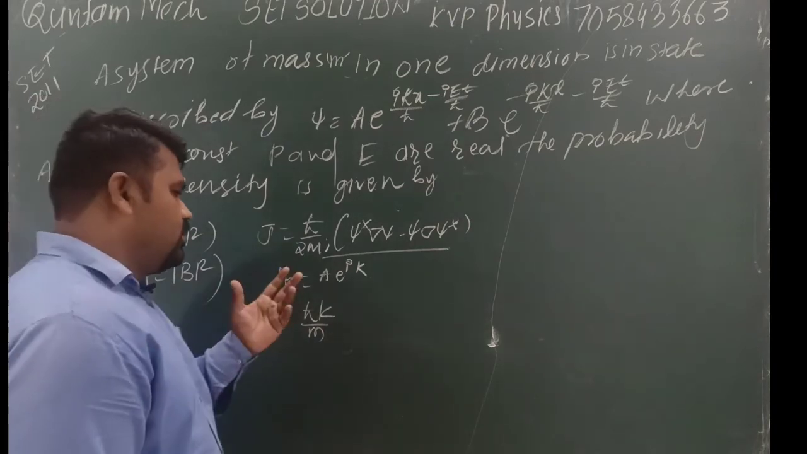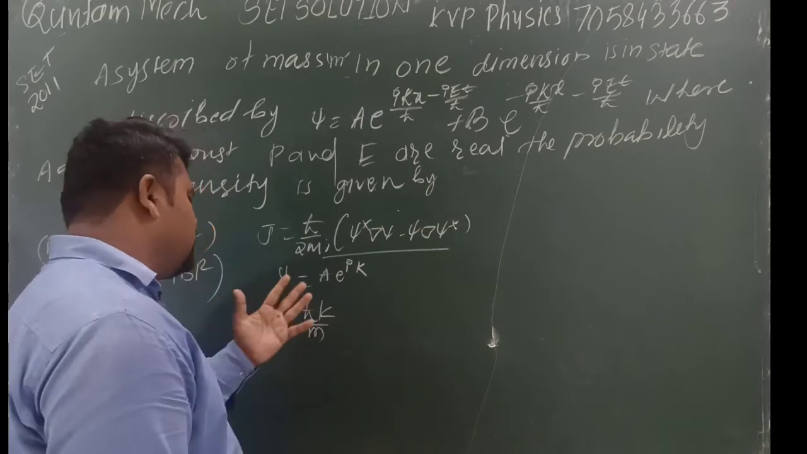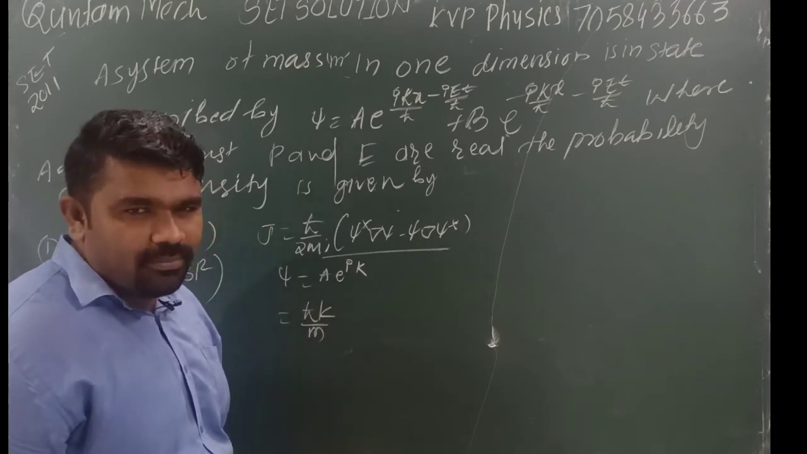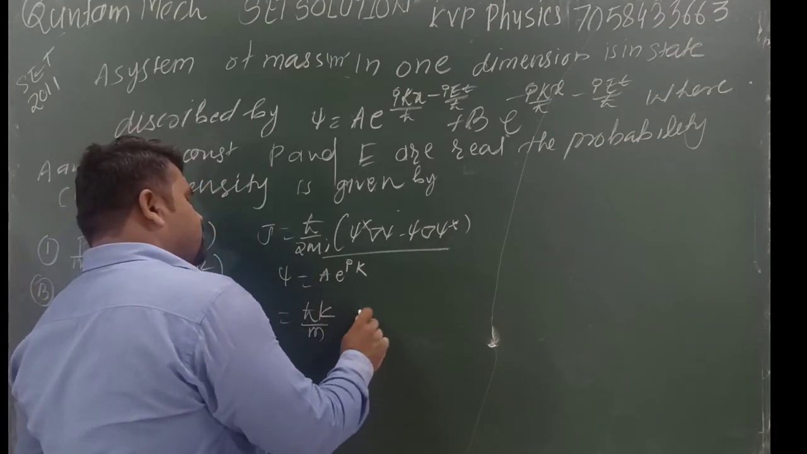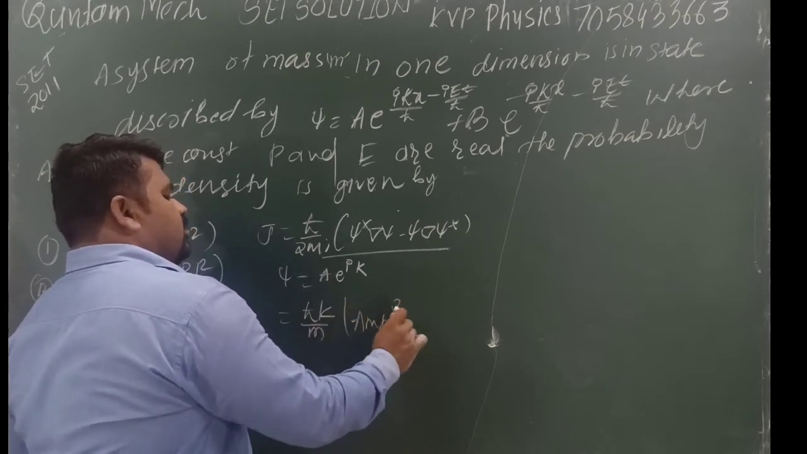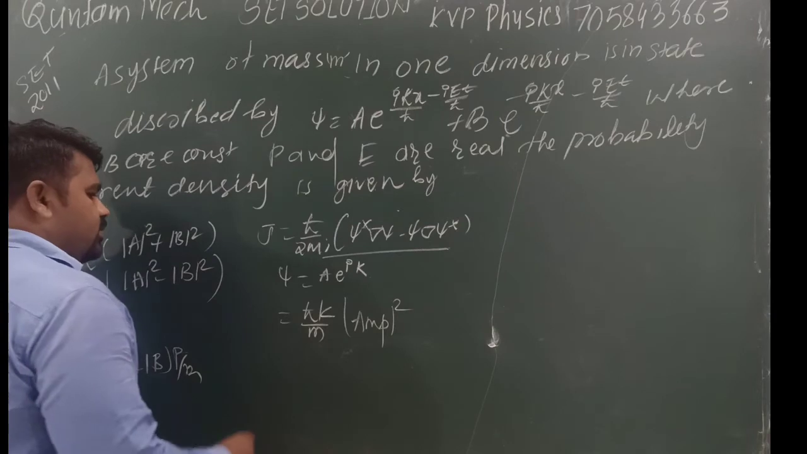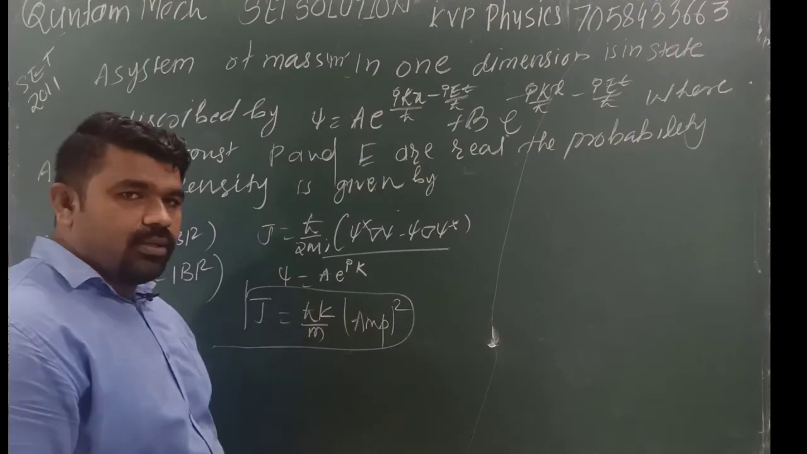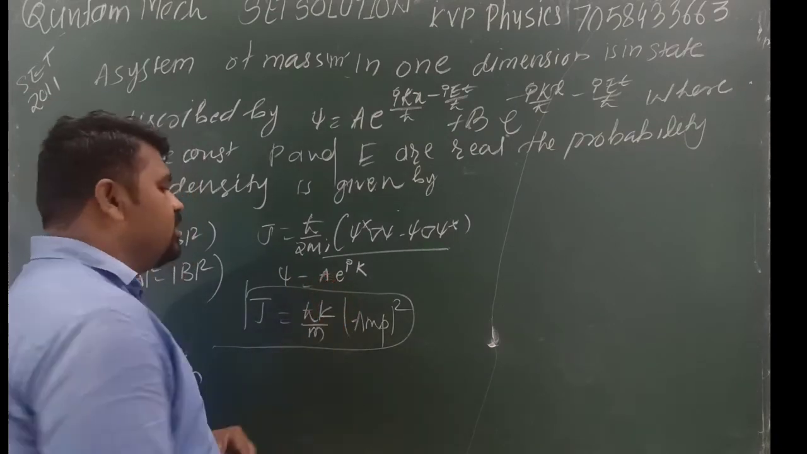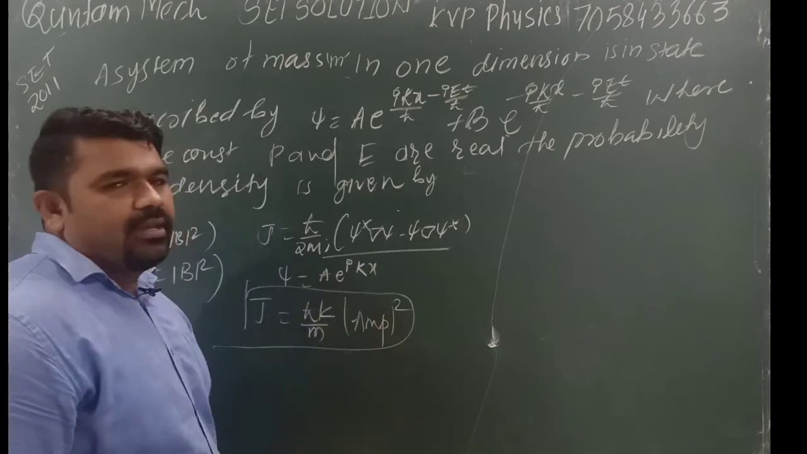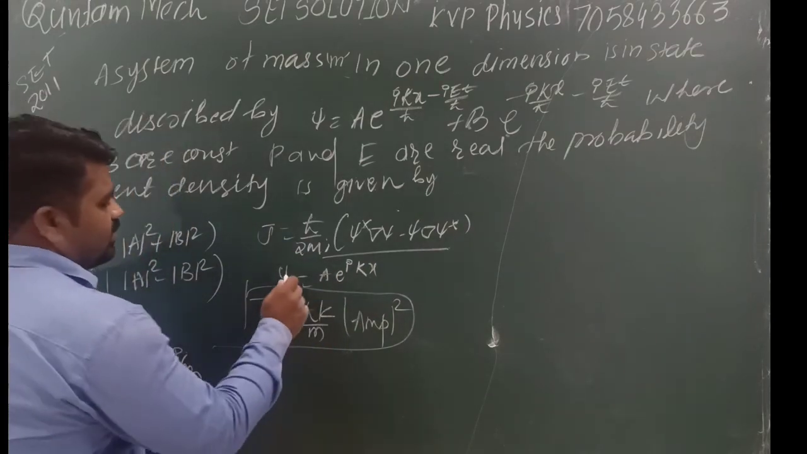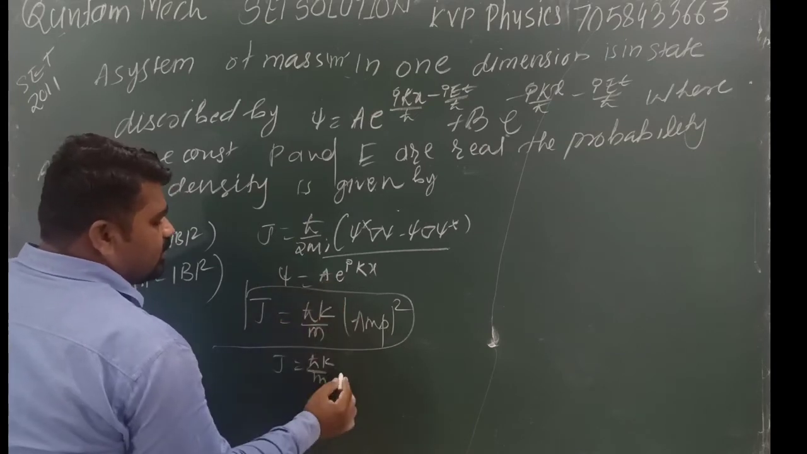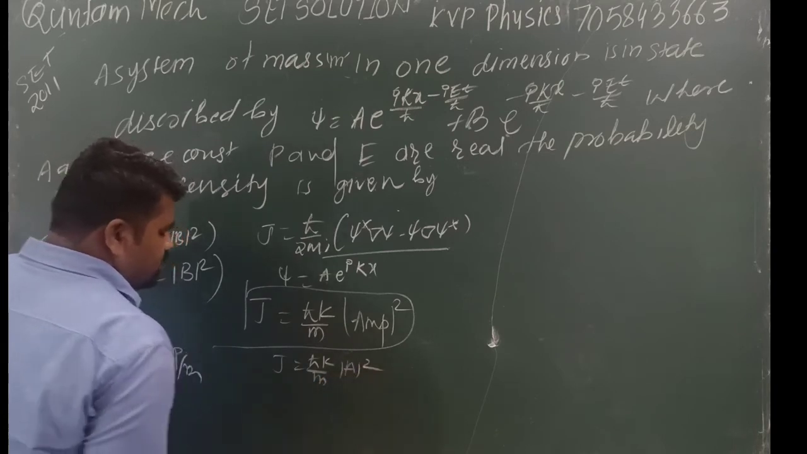Whatever they ask, whatever they give, just write h cross k upon m into amplitude square. Got it? This one is the current density: h cross k upon m into the amplitude square. In this case, A is the amplitude, and e to the power i k x is the phase part. Now, what is the current density J? J is equal to h cross k upon m. What is the amplitude here? A is the amplitude. Means what is the answer? Mod A square. That's it.